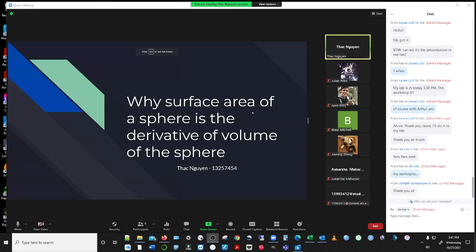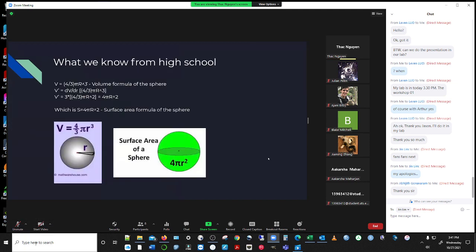So why is the surface area of the sphere the derivative of the volume of the sphere? What we know from high school is that the volume formula of the sphere is 4/3 πr³. Doing a simple derivation, dV/dr gives us 4πr², which is the surface area formula of the sphere.